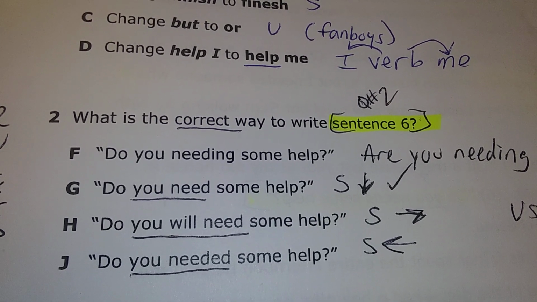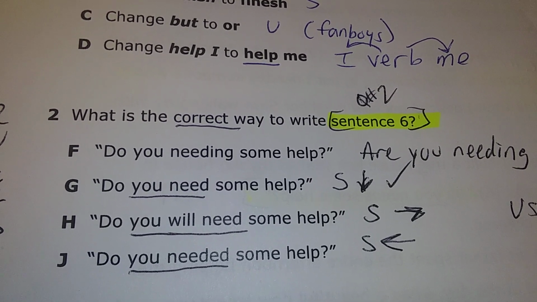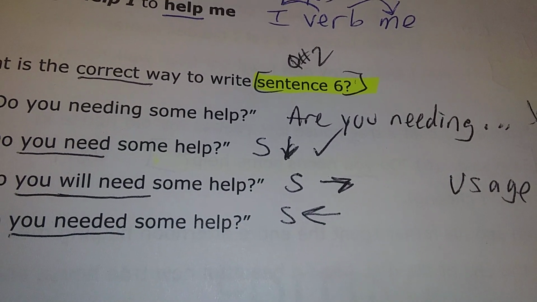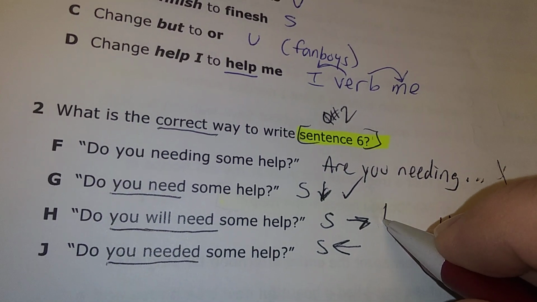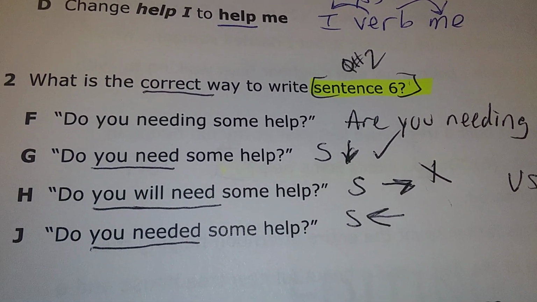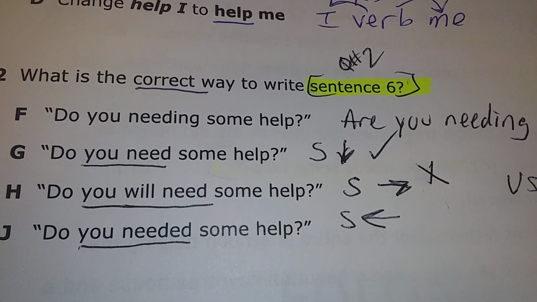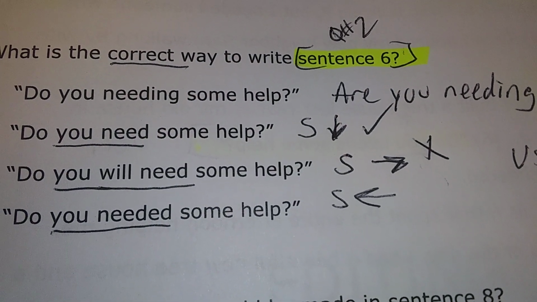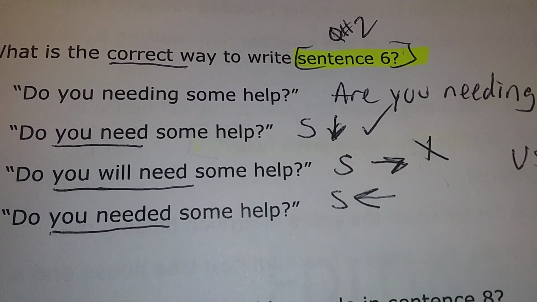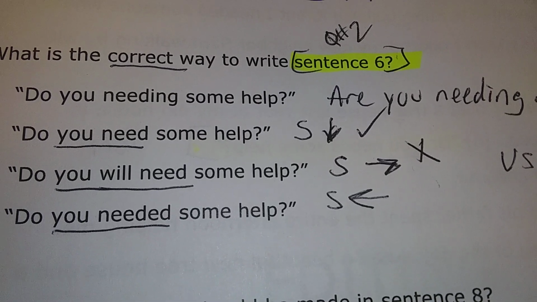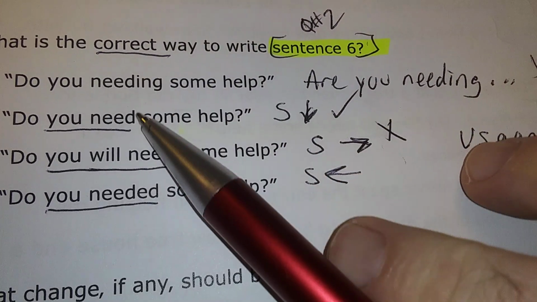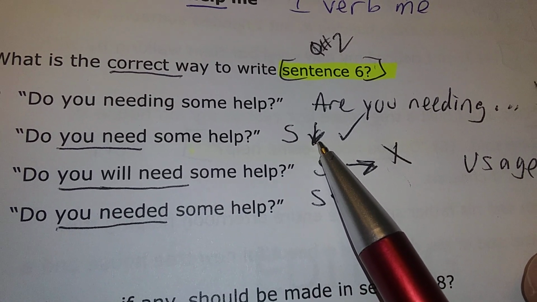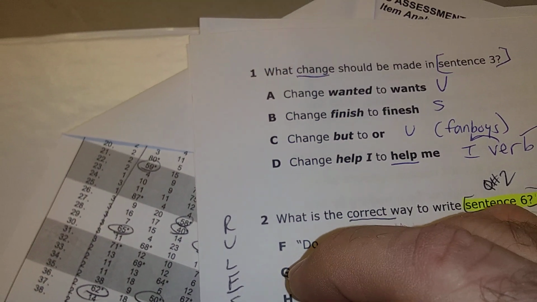Quotation, capital, "Do you will need some help?" That's still singular, talking to Jeff, but that's in future tense because of the word "will," and that doesn't sound or look good, so we're going to eliminate it. Quotation, capital, "Do you needed some help?" question mark, quotation. That's still singular, talking to Jeff, one person in the pronoun, but past tense, since they haven't helped him and they're asking right now if Jeff wants the help. Letter G is the correct answer.